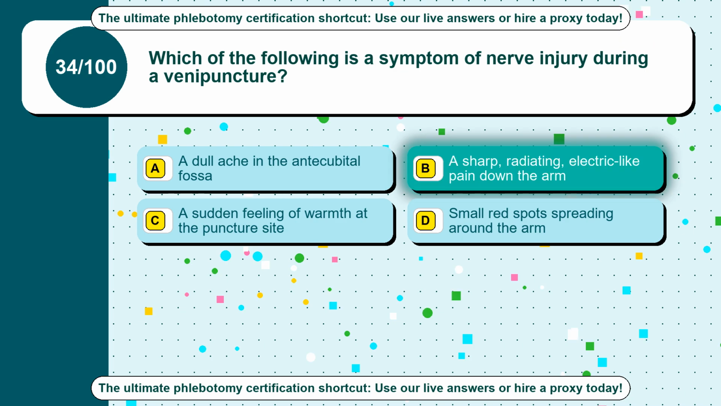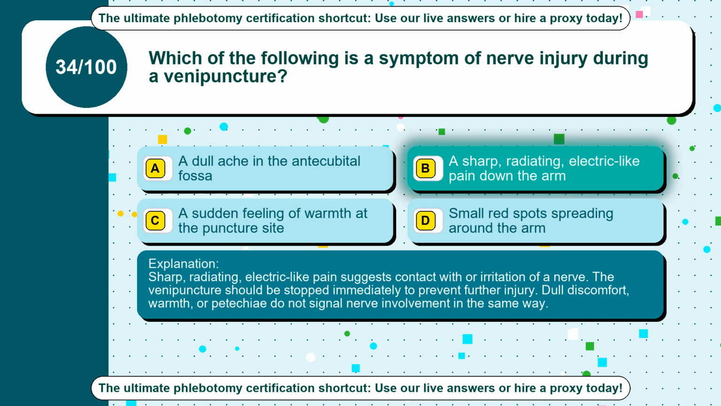The correct answer is option B. A sharp, radiating, electric-like pain down the arm. Sharp, radiating, electric-like pain suggests contact with or irritation of a nerve. The venipuncture should be stopped immediately to prevent further injury. Dull discomfort, warmth, or petechiae do not signal nerve involvement in the same way.